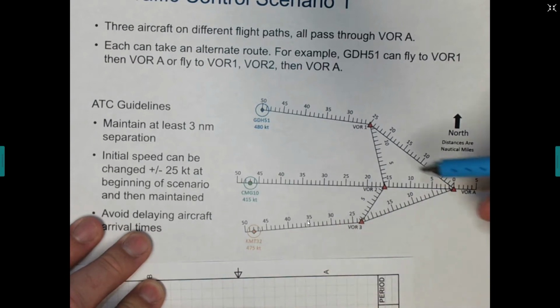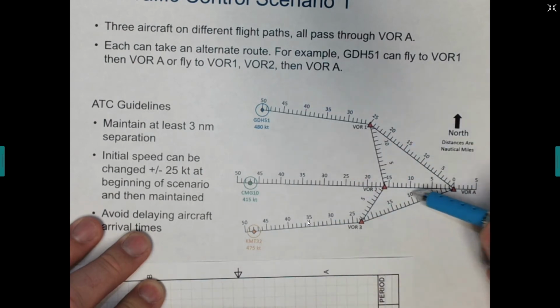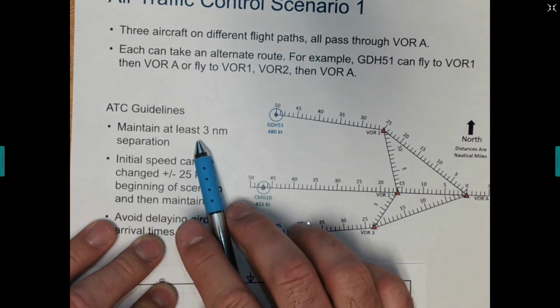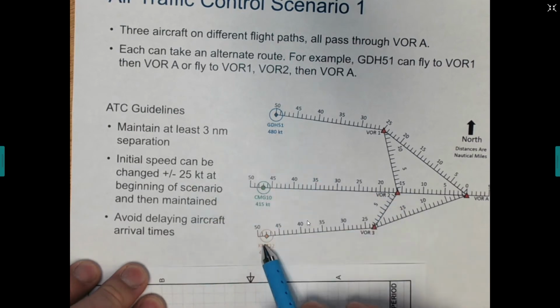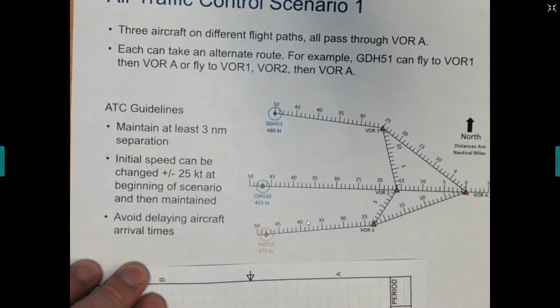We have a choice. They can go through that path. They can actually change their paths. Okay, so those are our choices. But what we want to do is figure out, maintain at least 3 nautical miles separation, and we can adjust their speed by plus or minus 25 knots. But we want to try to avoid delaying the aircraft any more than we have to.